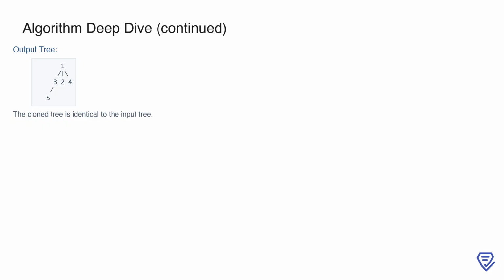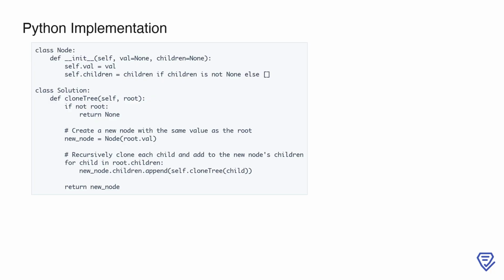This solution implements a recursive depth-first search (DFS) approach to clone an N-ary tree. The goal is to create a new tree that is identical to the given one with the same structure and values.